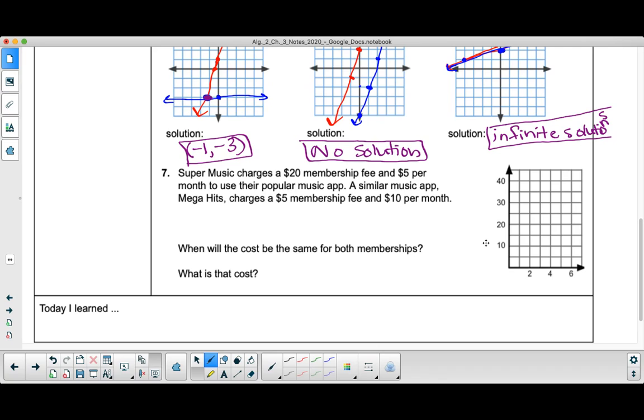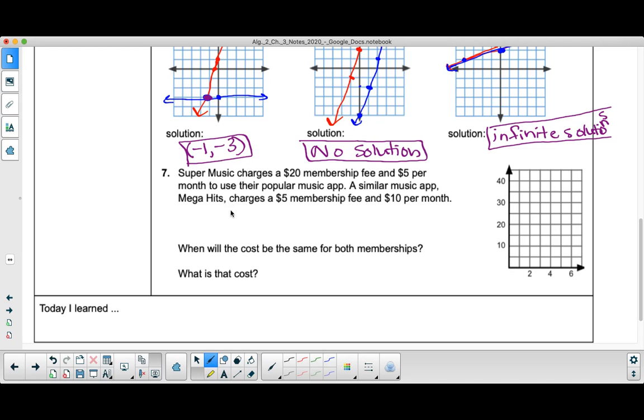All right, number 7. Now, how can we apply systems of equations? What might be a problem that would need to be solved using systems of equations? Well, if you have two different things going on, but you're talking about a similar idea, and you're trying to compare things.